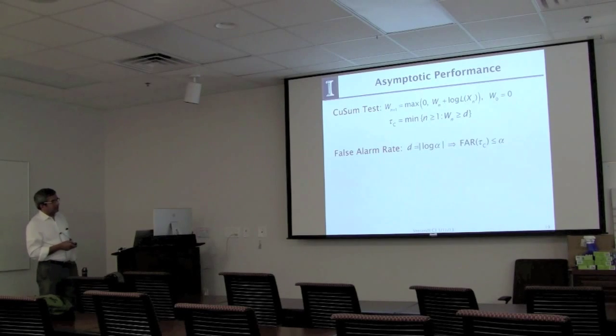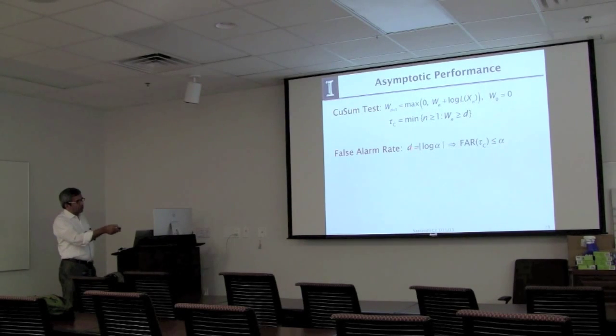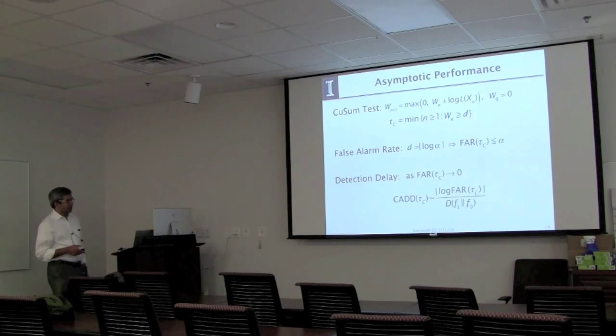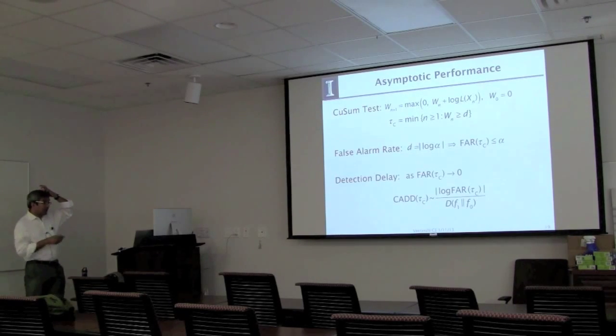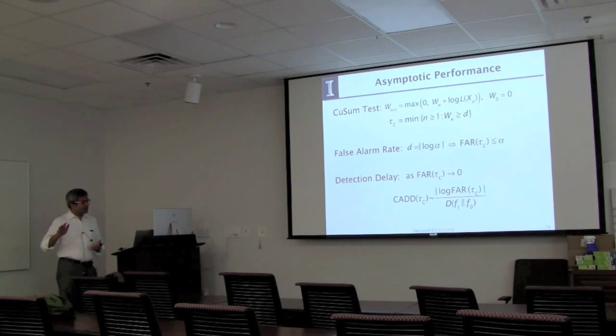If you look at the false alarm rate of the Q-sum test, you can easily show that if you set the threshold above which you declare change to equal the magnitude of the log of the false alarm constraint, then you meet the constraint. That's a very easy way to meet the constraint in this case. And as the false alarm rate goes to 0, why are we interested in that situation? In practice, that's what you'd be interested in. You want low false alarm rates. You may be willing to take a bit of a delay for that, but you really want to operate with low false alarm rates.